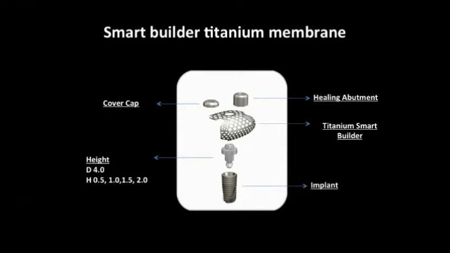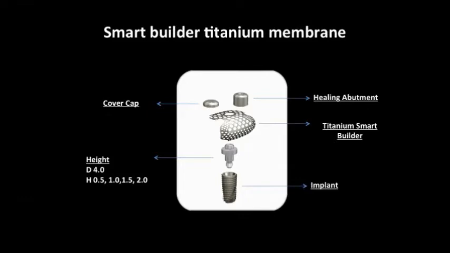You can go through the titanium Smart Builder membrane, which is also made by the same company, the Austin company. They have them in different shapes and different sizes. You can use them in your case according to your defect and how much bone you have to augment. As we can see, this little device consists of a few things. If you go from the top to bottom, the first part is the healing abutment.